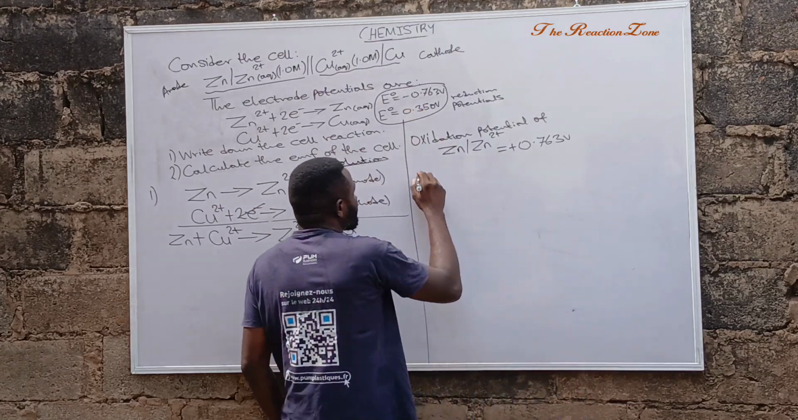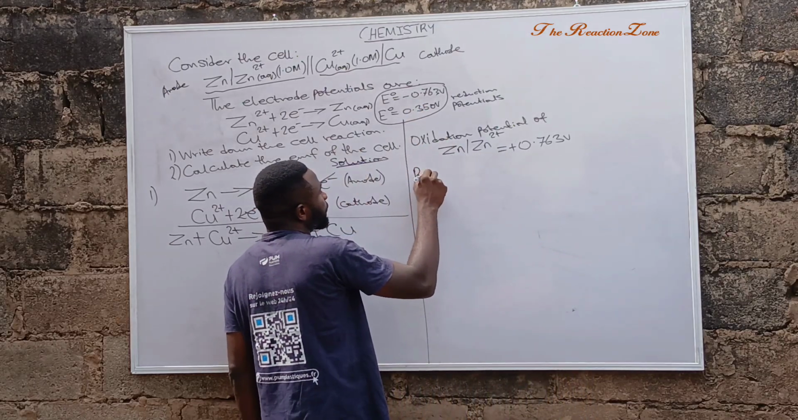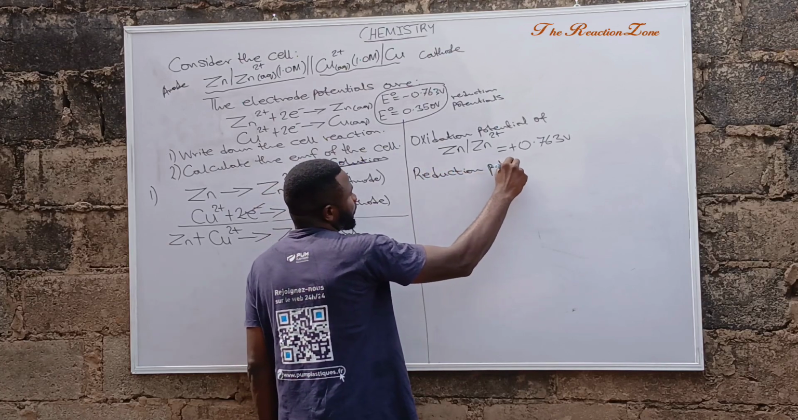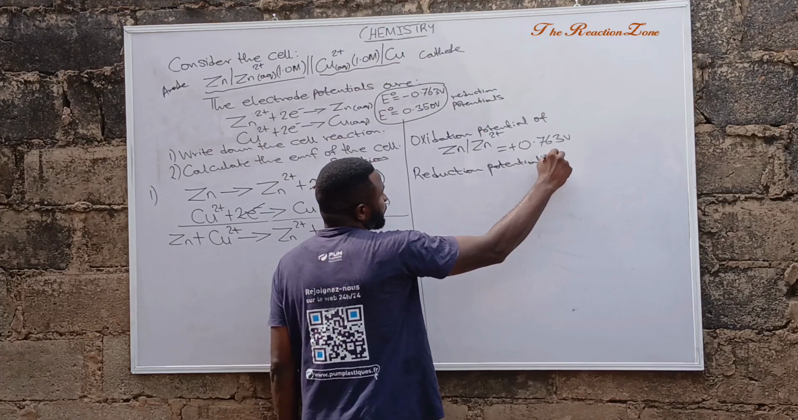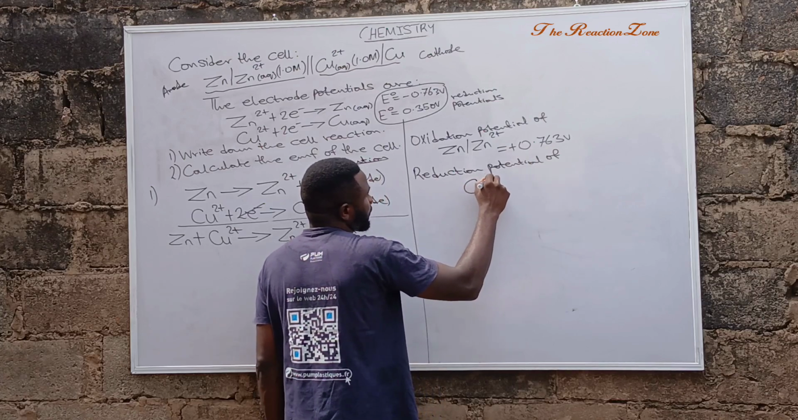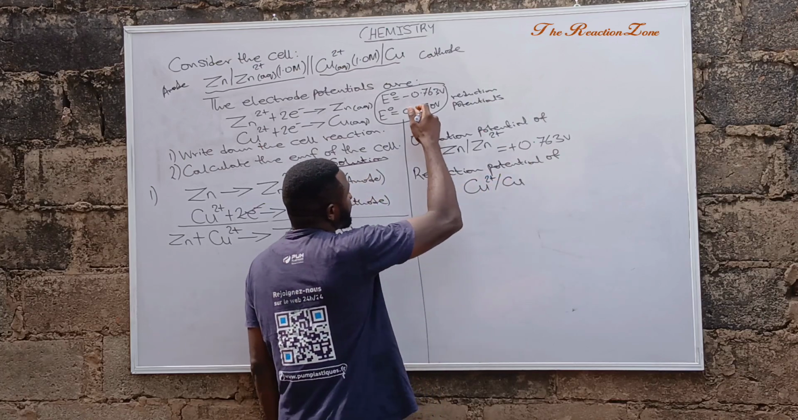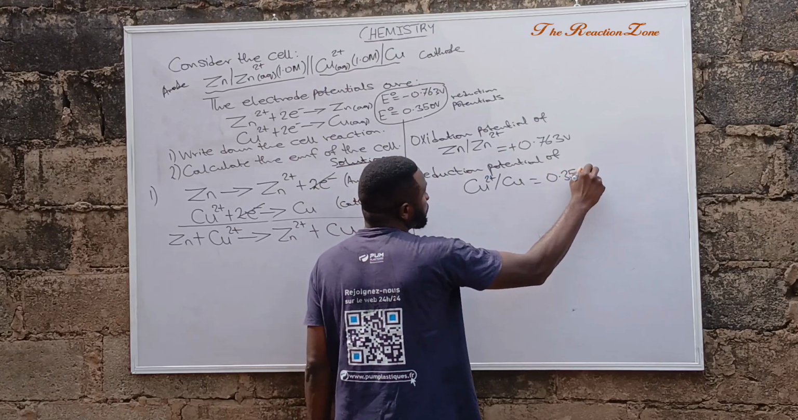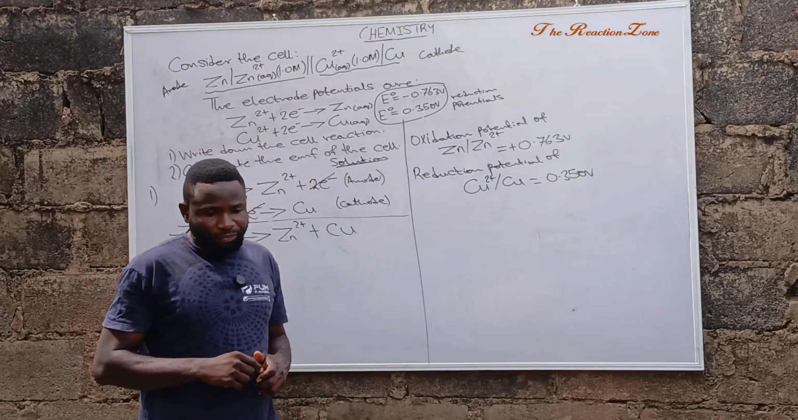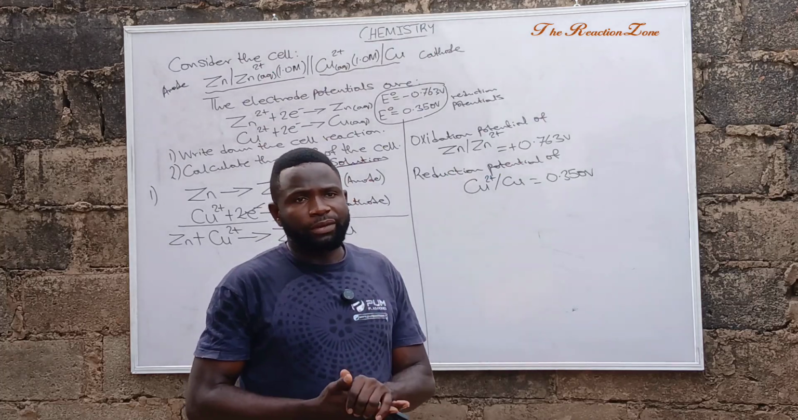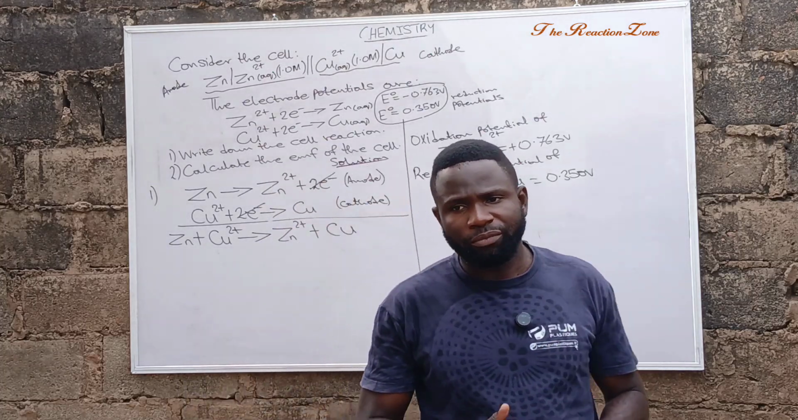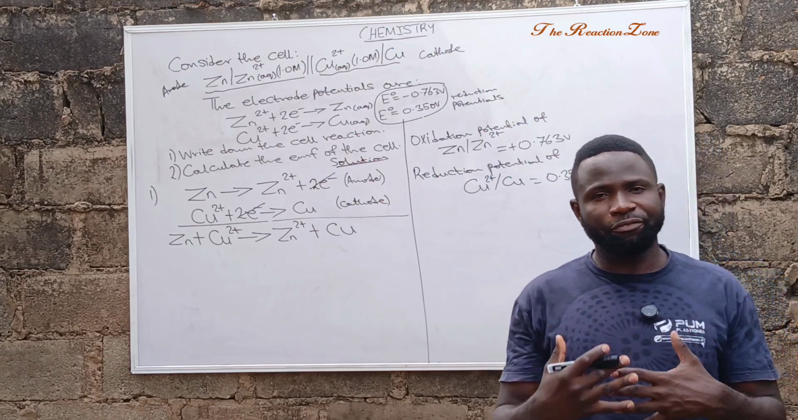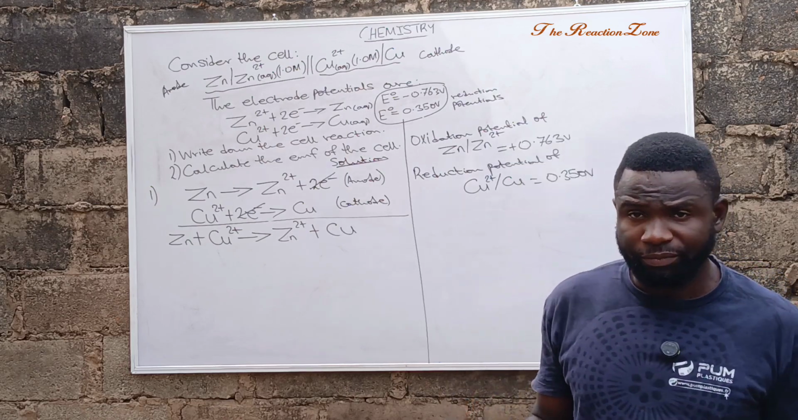Now, the reduction potential of the copper half cell is already given to us here, which is 0.350 volts. Now, when I was teaching you how to calculate the EMF of the cell, I actually gave you three different formulae by which this can be done.